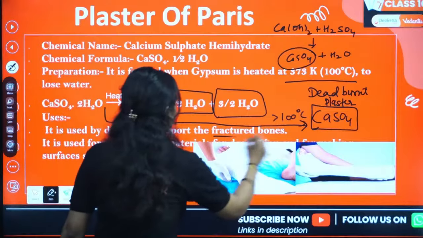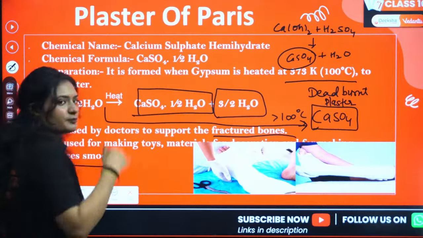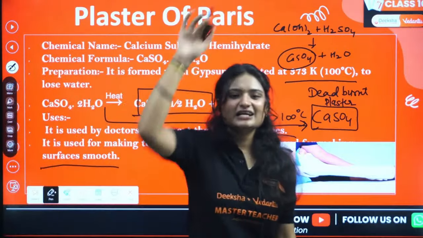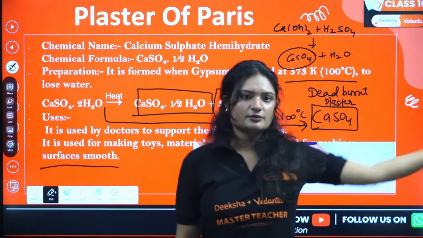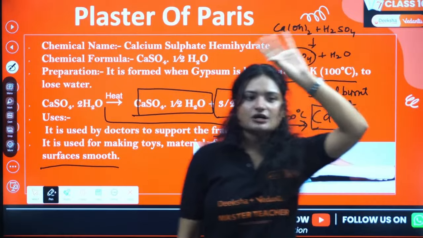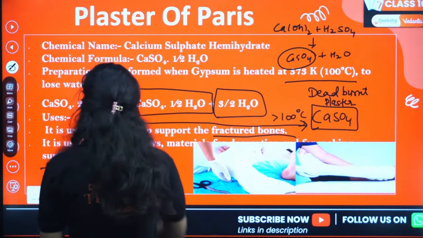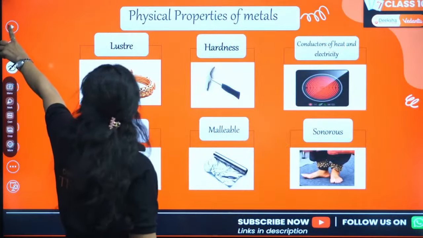Plaster of Paris is used to support fractured bones and make surfaces smooth before plastering. You have seen the ceiling art in most of your houses. That is POP, plaster of Paris. They used plaster of Paris there, and that's how they made those designs in your ceiling. Okay, moving on.